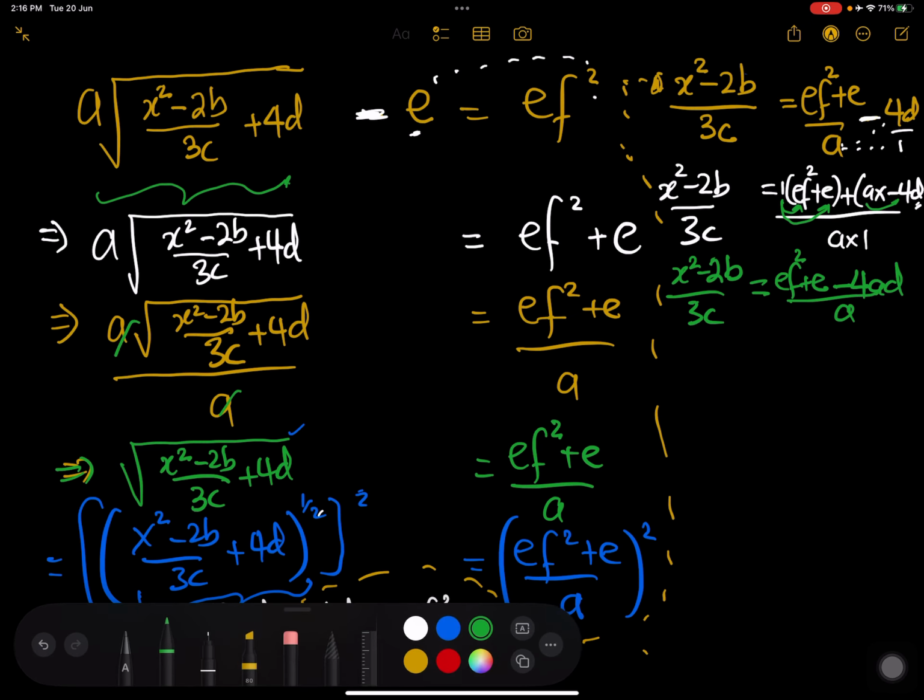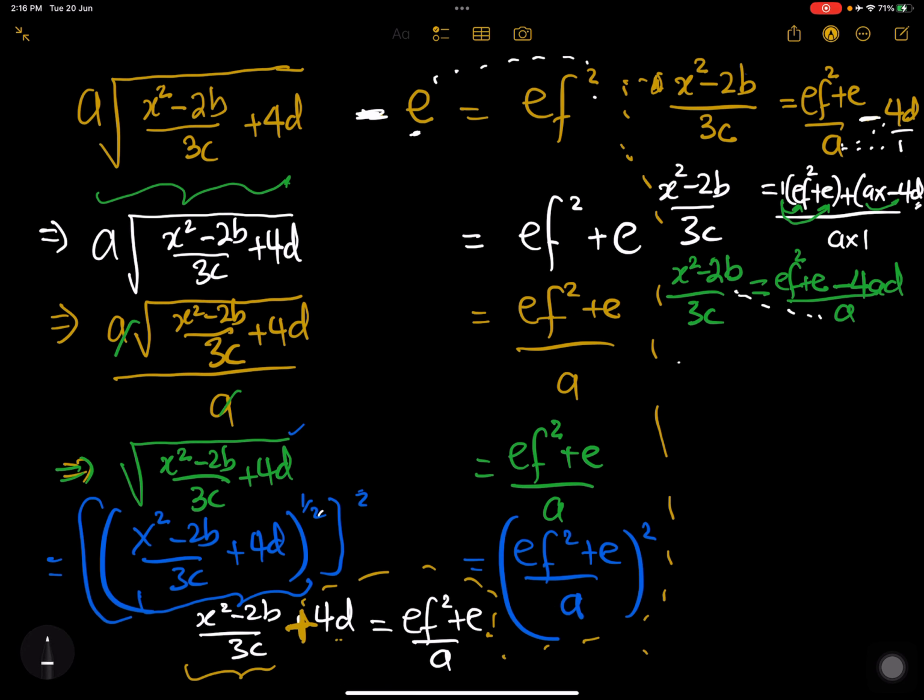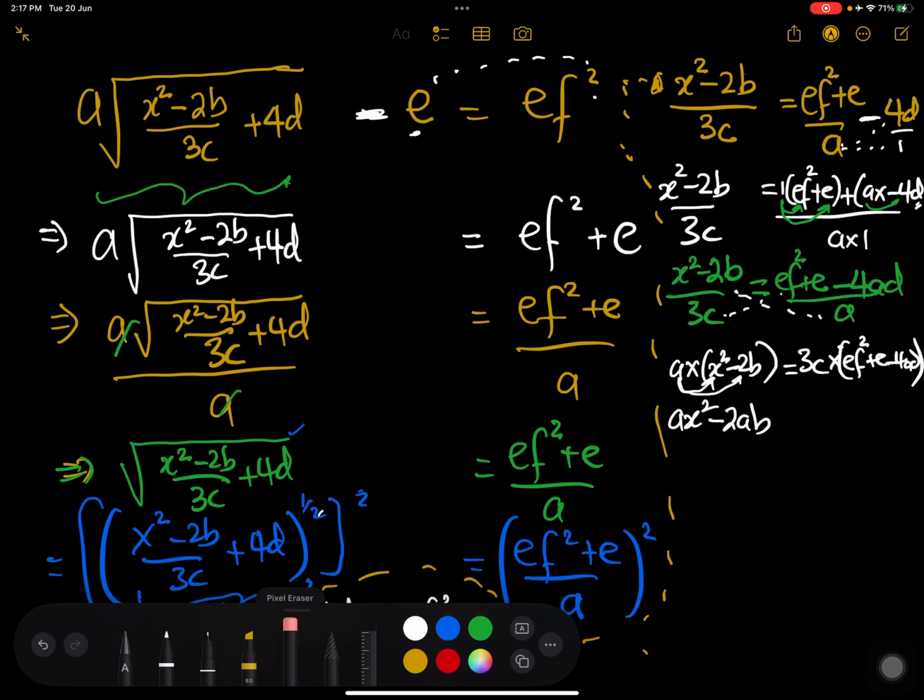Now, remember, we cross multiply. So this is going to multiply that, we get A multiplying x squared minus 2b. And it's equal to this 3c multiplying the whole thing: the EF squared plus the E minus the 4AD. Now, what do we get? This A multiplies this, we get AX squared. The same A multiplies the minus 2B, we get minus 2AB.